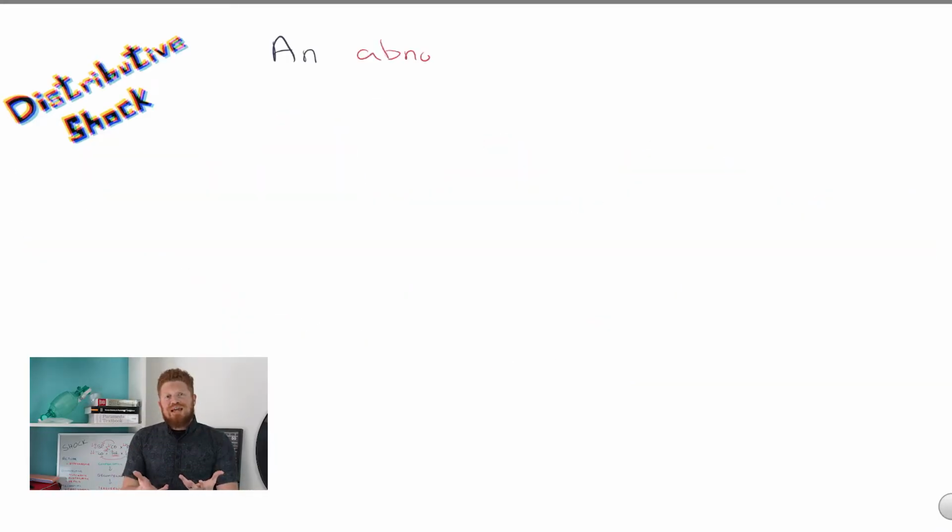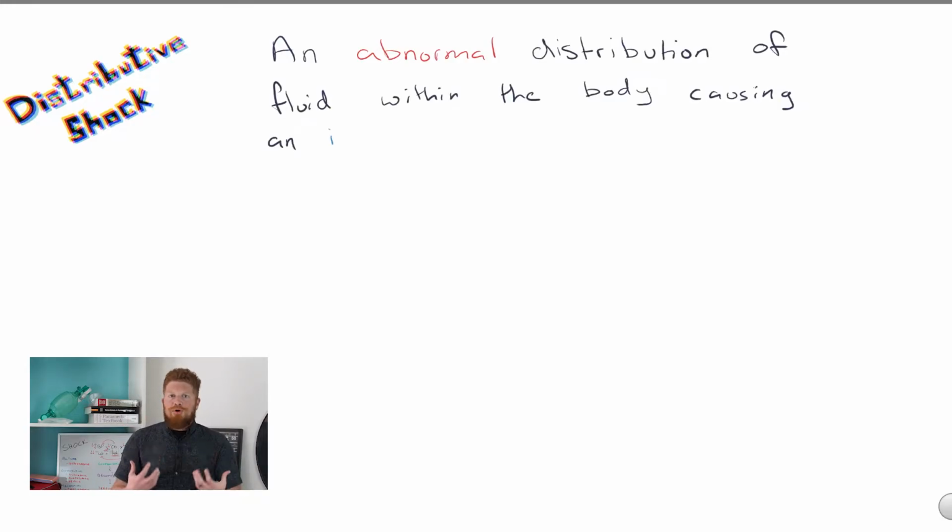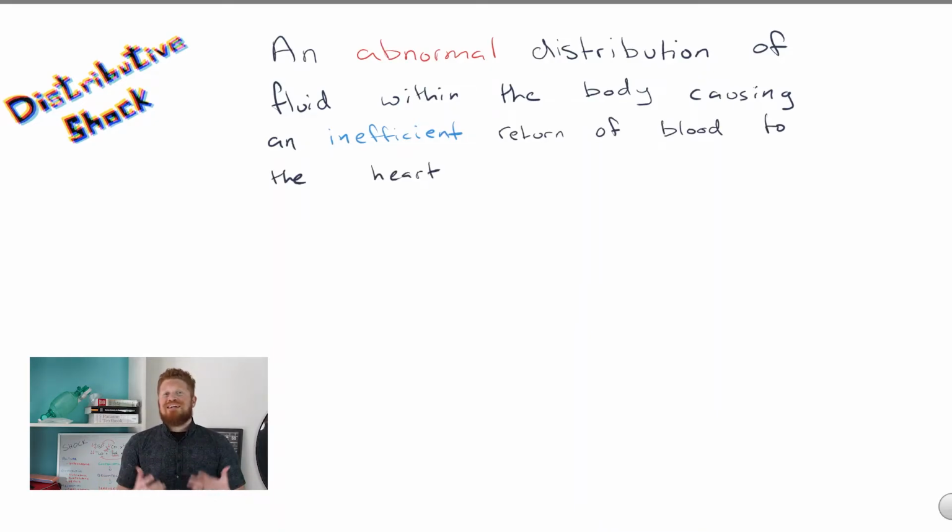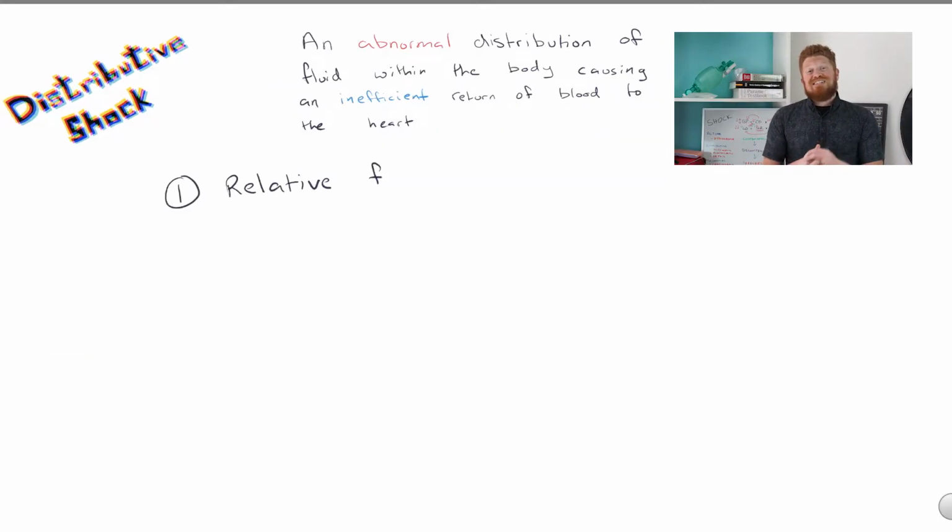So distributive shock, as the name suggests, means that there is an abnormal distribution of fluid within our body that is somehow causing an inefficient return of blood to the heart, finally affecting blood pressure. This abnormal distribution can take two forms. The first way I'd like to talk about is a relative fluid loss.